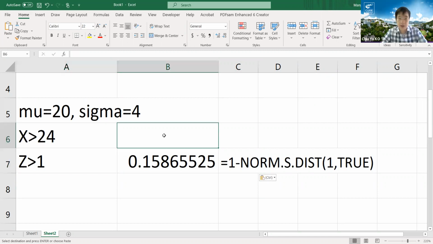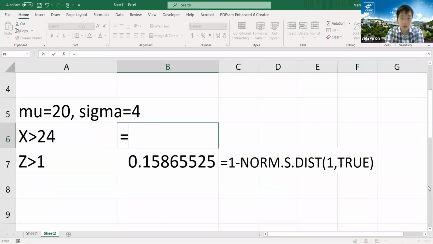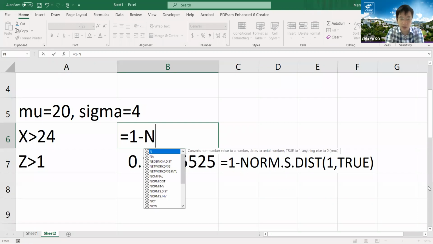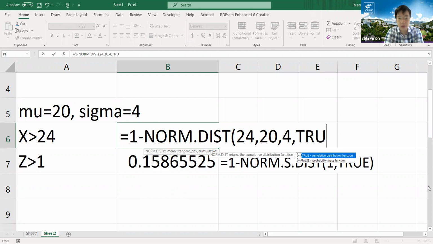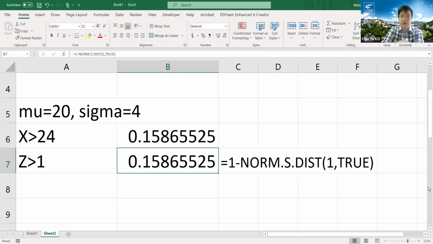Now the other way around is to directly use Excel. You can do 1 minus NORM.DIST. Instead of giving the standardized value, you can give it directly. They call it NORM.DIST, there's no S for standard there. Again, you put 24, but you have to put the mean, which is 20, and the standard deviation, which is 4, then TRUE. So it gives the same answer.